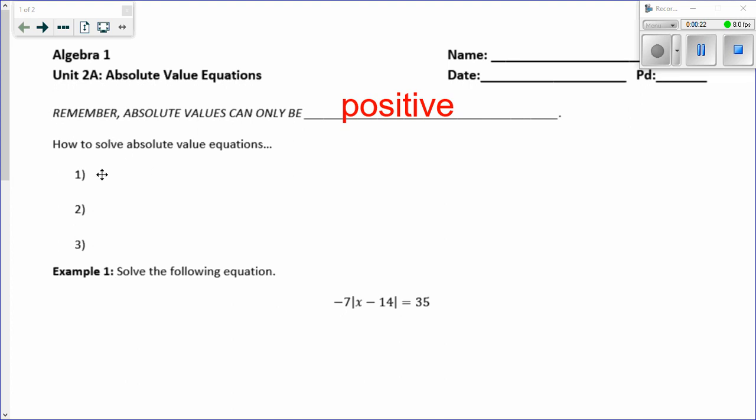Step one is that we are going to isolate the absolute value group using inverse properties. Just like we would isolate a variable, we're going to use those same properties to isolate the absolute value and get that by itself.